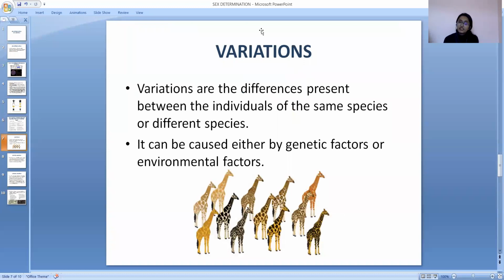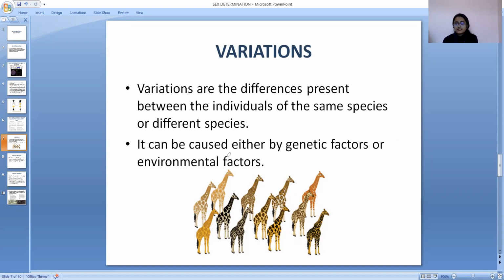So then we have variation. Variation का हमने first slide में भी थोड़ा discuss किया था. Variation क्या होता है? Difference in the characters. अब आप अपने parents की तरह दिखते हो, but बिल्कुल अपने parents की तरह नहीं दिखते हो. There are some variations in you, right? So variations are the difference present between the individuals of a same species or of different species.